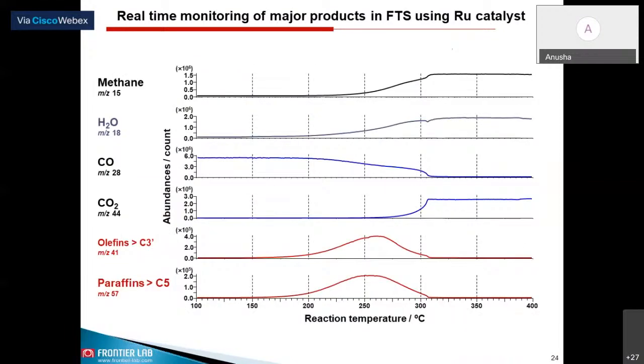So this is the real-time monitoring of major products in the Fischer-Tropsch synthesis using the Ru catalyst. You can see here the olefins and paraffins production occurred between 180 and 300 degrees. Very clearly you can observe the bottom part, the two red curves we have represented here, the olefins and also paraffins, C3s and C5s. From 180 to 300, you can see a rise in the peak. That is where the production of both took place. So we can see that is the optimum temperature.